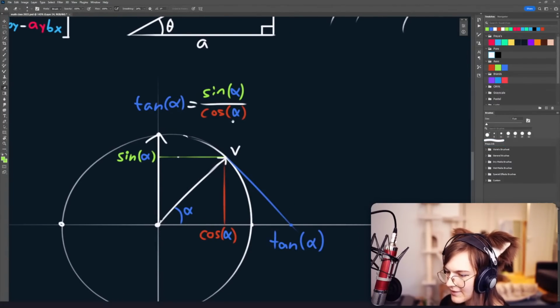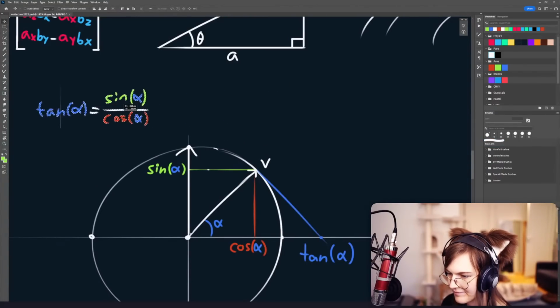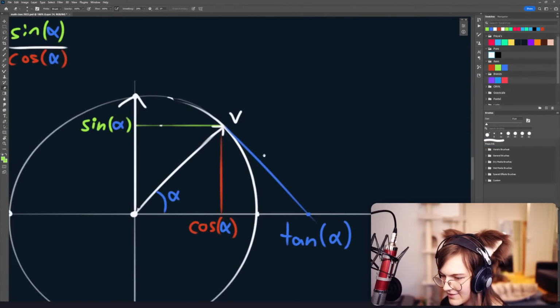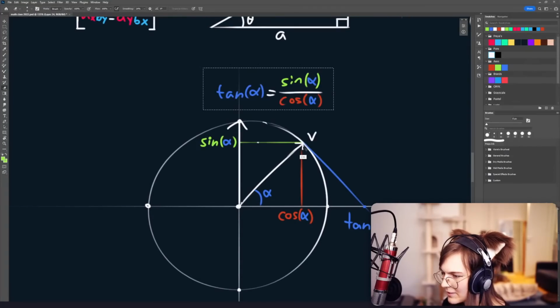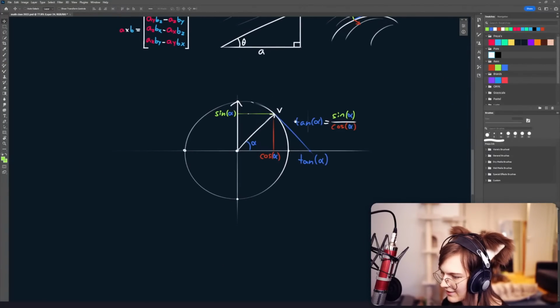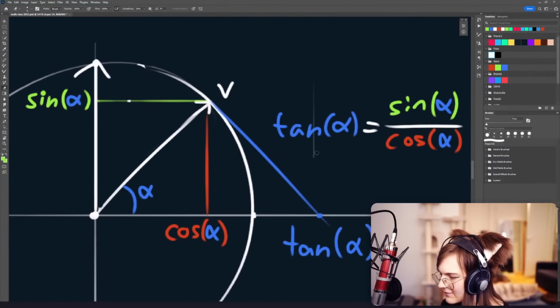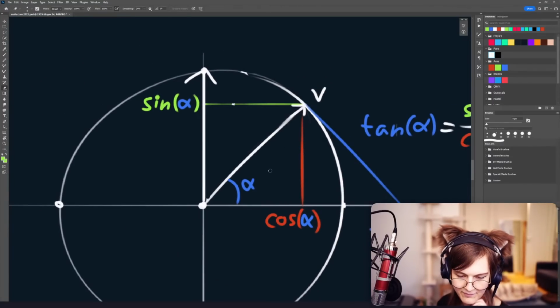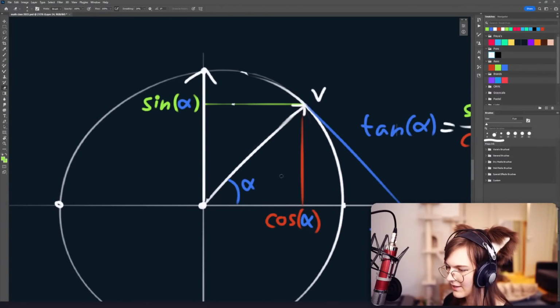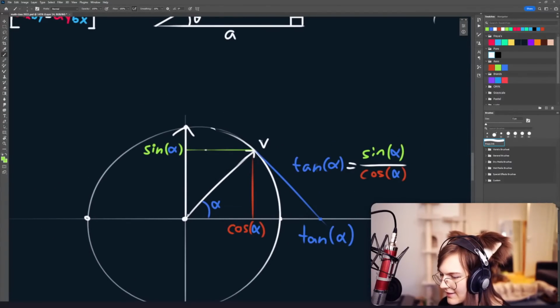Okay, so let's say, oops. Just cleaning this up a little bit. Or maybe I should just draw a new circle so we don't clutter this too much. Or no, I think we might be good here.